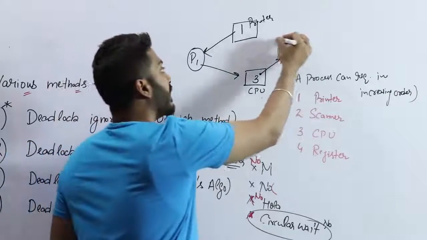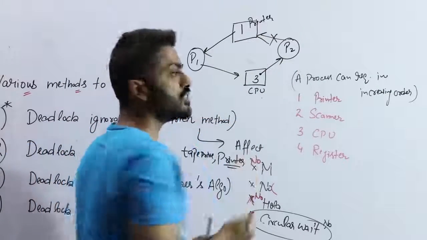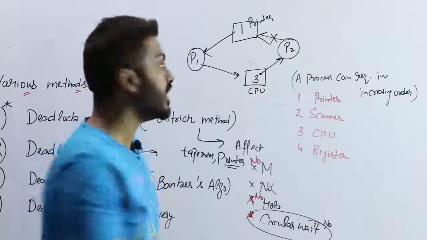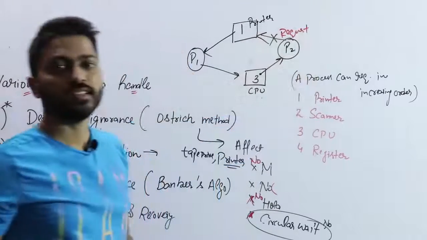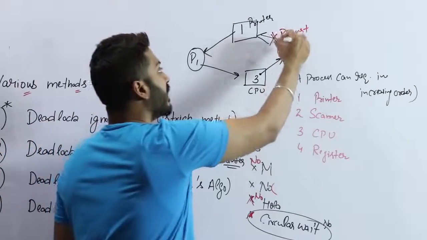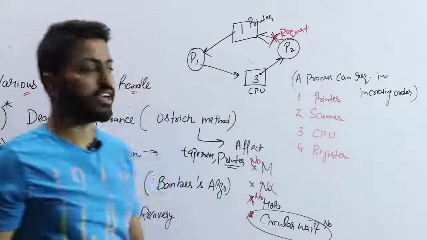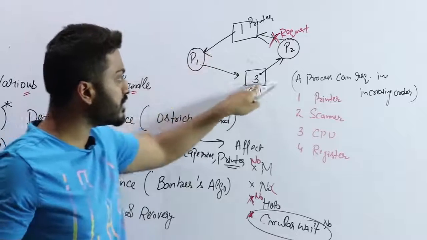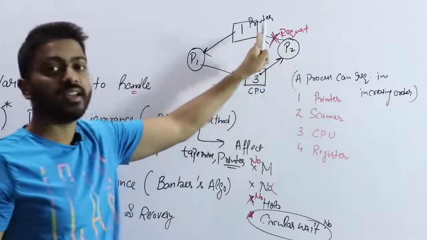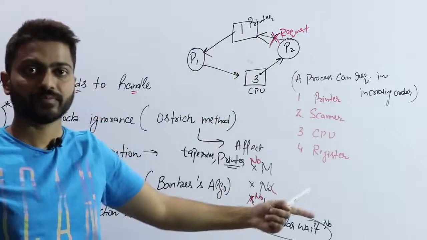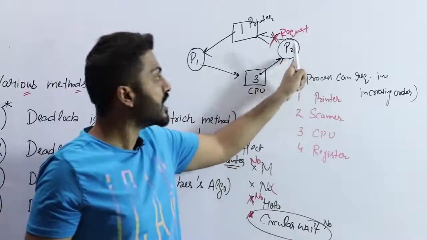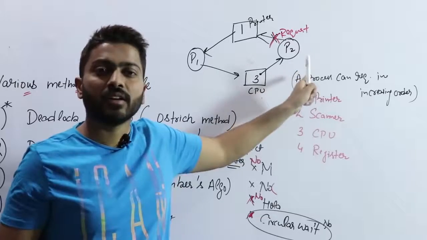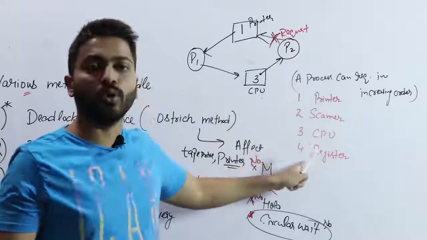No. It cannot request. This request cannot be made. If this request cannot be made, we can simply say there is no circular wait, because this line is there, this is there, this is there, but this line cannot be made. This line cannot be made. But can we say that P2 can request for resource number 4?